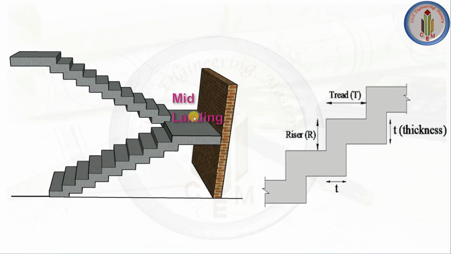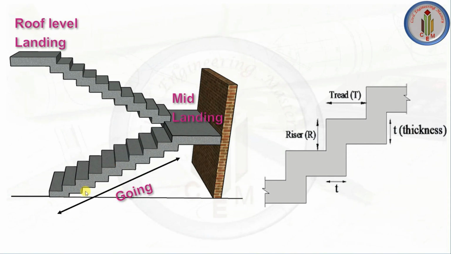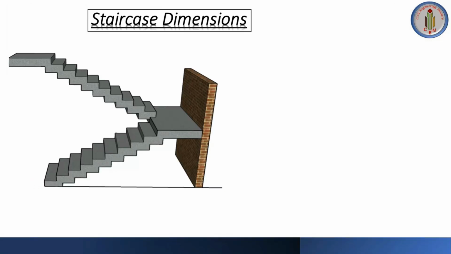This one is mid landing. As we climb on the steps, we'll be having the landing, right? So this is the mid landing level and this is the roof level landing, and this one we call as going. From this riser to this riser we call it as going, and this is the height between two floors, total height between floors. So friends, it is always very important to know about the basic dimensions of staircase.